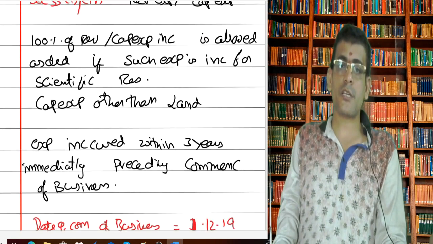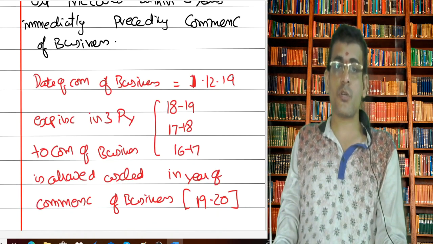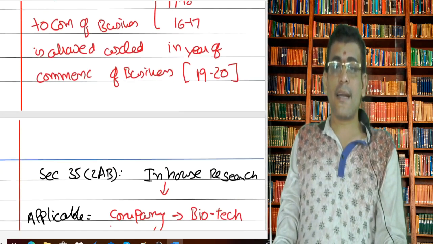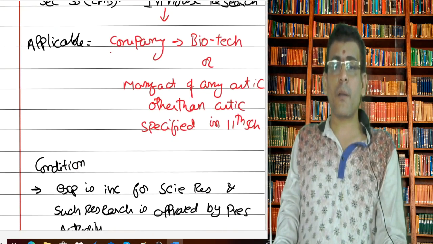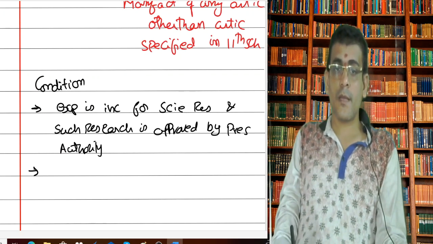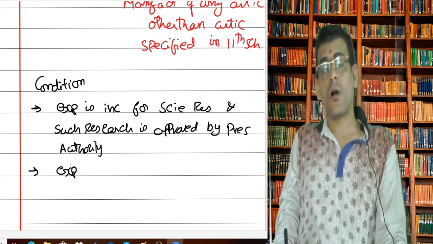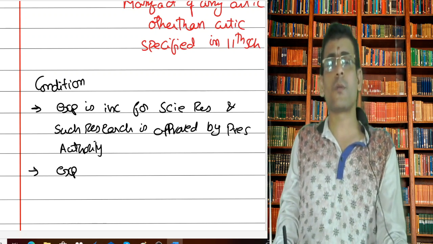So these two conditions are satisfied, and this is one of the most important conditions which you are supposed to satisfy. Now let us see the other condition. For what purpose are you incurring the expenses? Expenses could be either revenue or capital. So there is no problem.